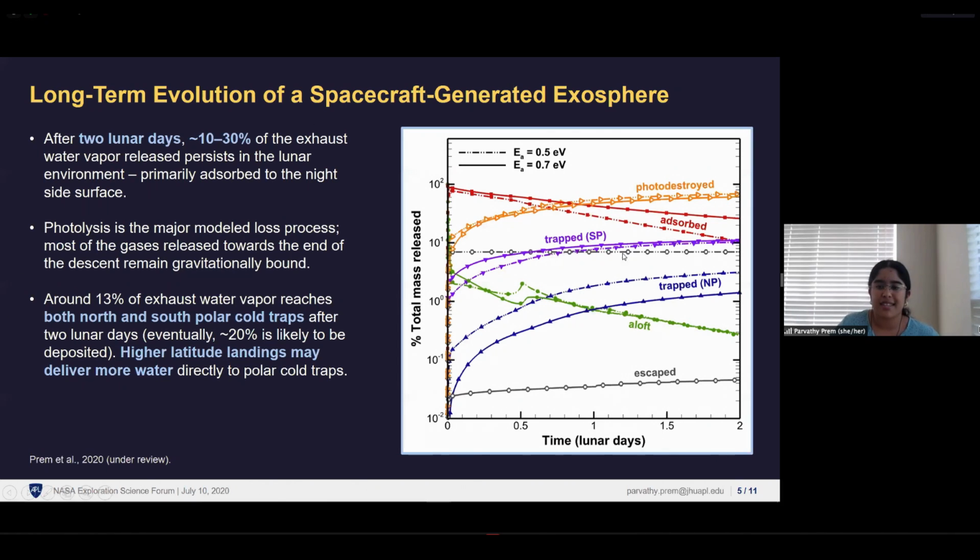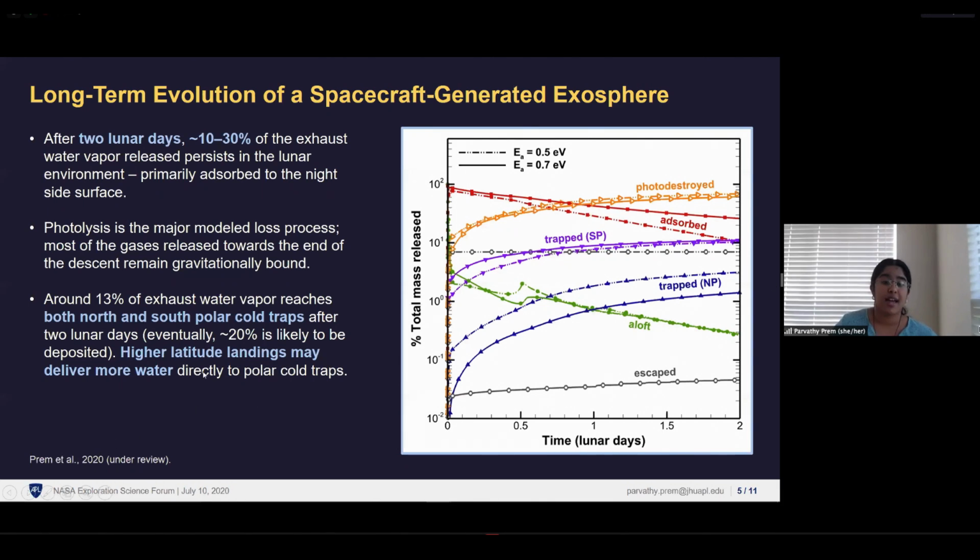You'll also notice that around 13% of the water vapor that's released reaches cold traps, not just at the South Pole for a landing at 70 degrees south, but also the North Pole. And if we project those trapping rates forward, we can anticipate that eventually, for this landing scenario, around 20% of the water vapor released would be deposited at both the South and North Polar cold traps.